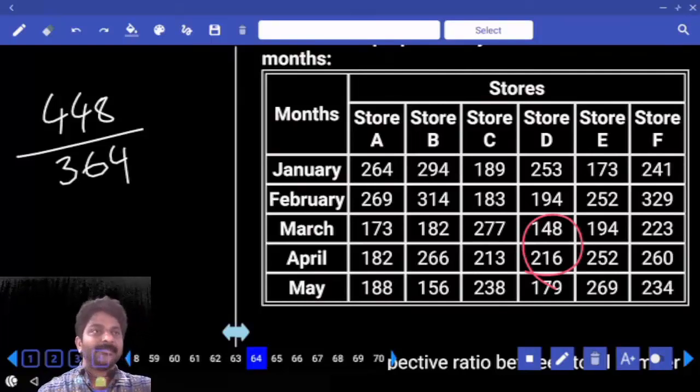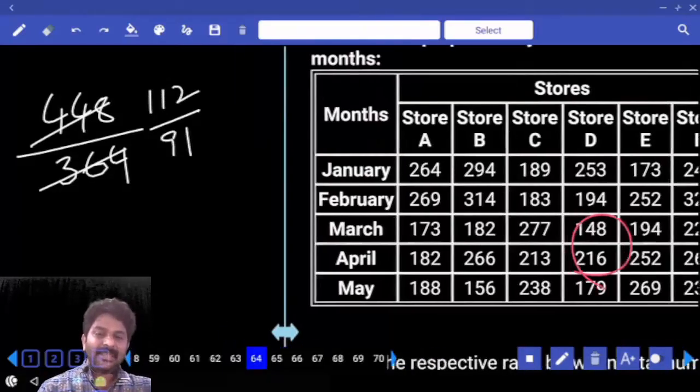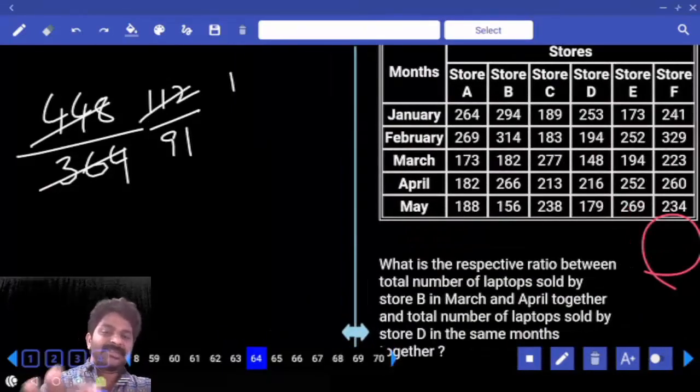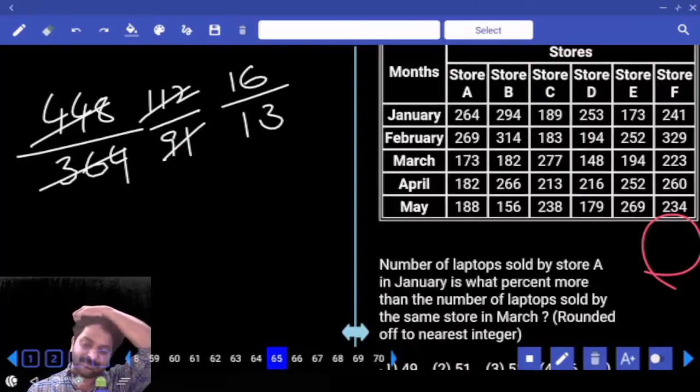364. Correct. Cancellation with 4. 1-1-2. And this is 91. Again cancellation with 7. 7 ones, 6 times. 7 ones, 3 times. 16 by 13.